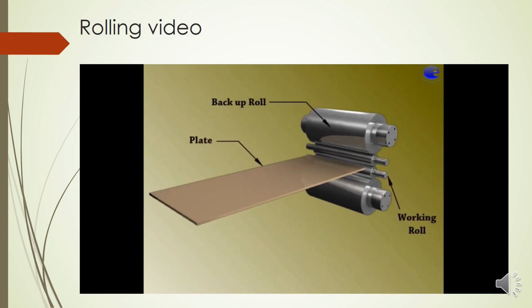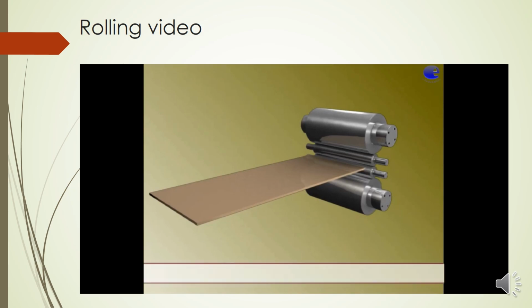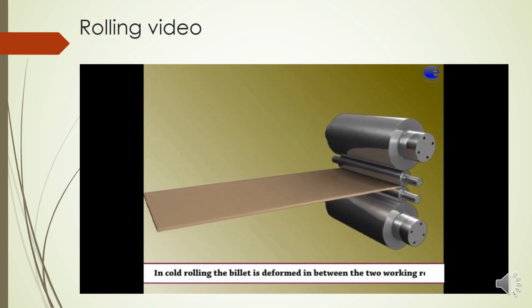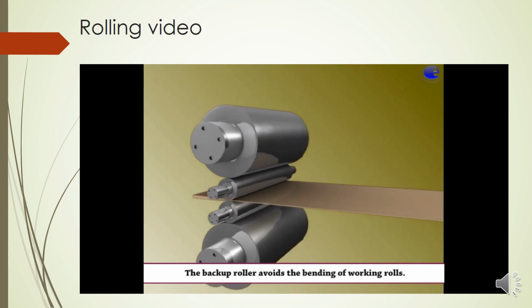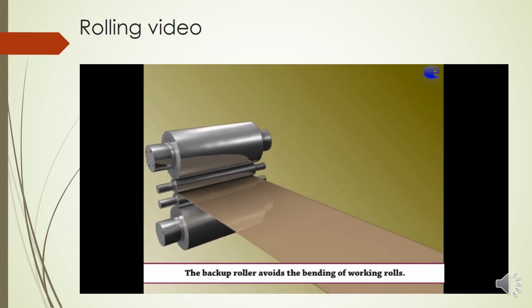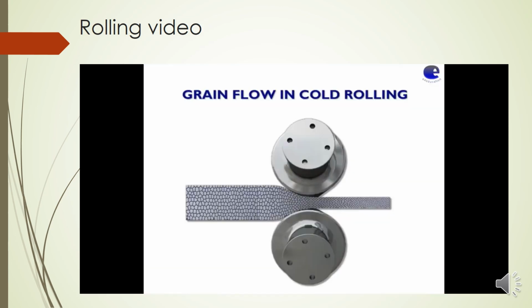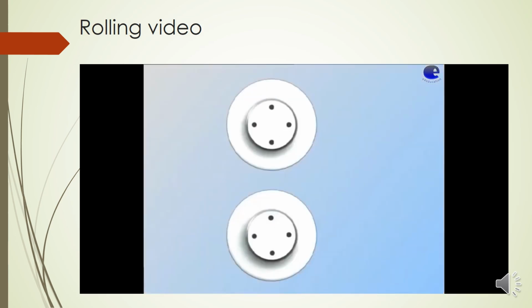This is a 4 high roll. The first one we saw was a 2 high roll. This is a 4 high roll. We have large backup rolls here and a smaller working roll. We have already discussed the 4 high roll. The working roll presses the metal, and the backup roll just helps to support the working roll. Like this you can find a number of videos about rolling for better understanding.